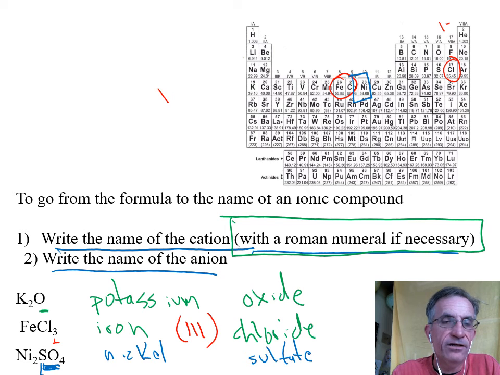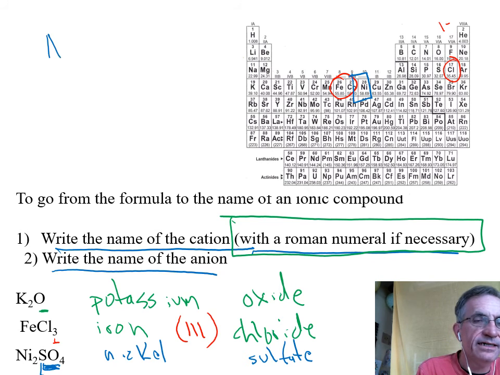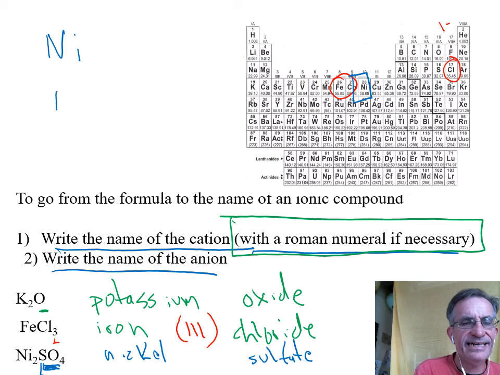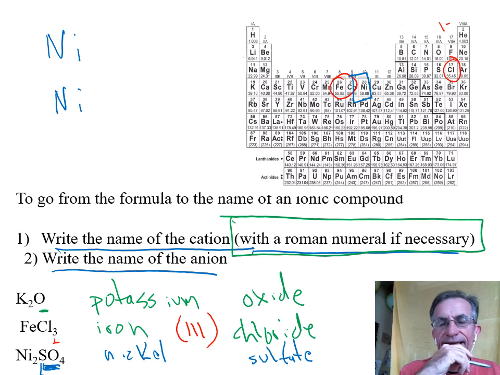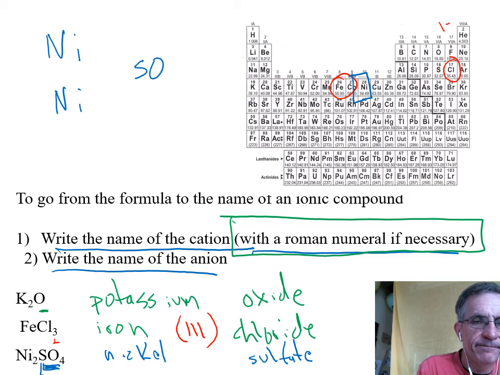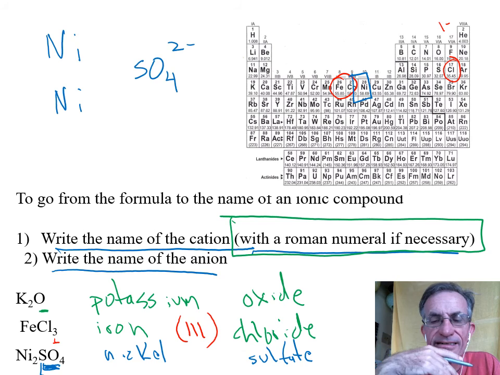I'm going to think about who's in this compound, and how many are in this compound. There's nickel. Now, if you look at the formula, there's actually 2 nickels, Ni2. And that SO4 is a polyatomic. It's on your handout. The list tells me it's 2-. It says SO4 2-.